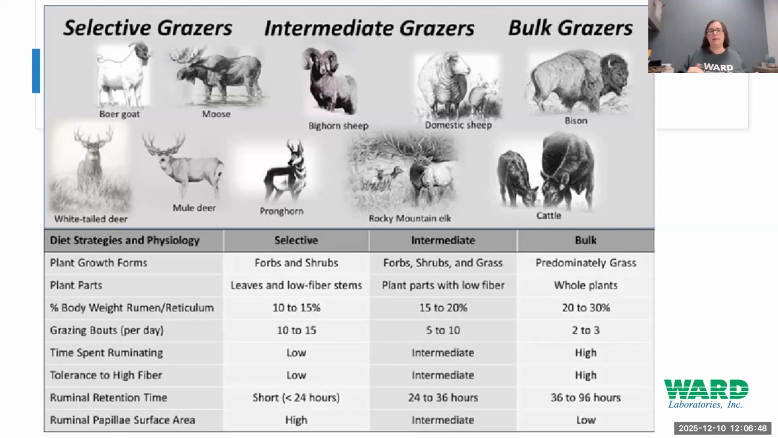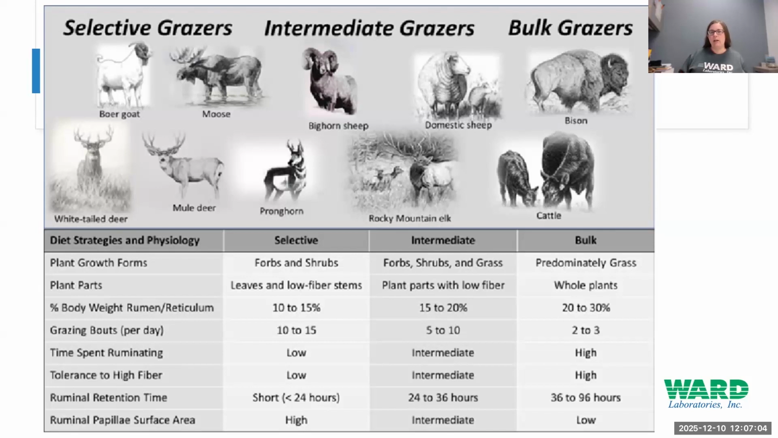And so they're going out, they're being more selective. They have a smaller gut capacity. This means that they don't have the tolerance for a high fiber diet that a beef cow does. And so when we're looking at a hay report, that's something we're going to want to really consider.